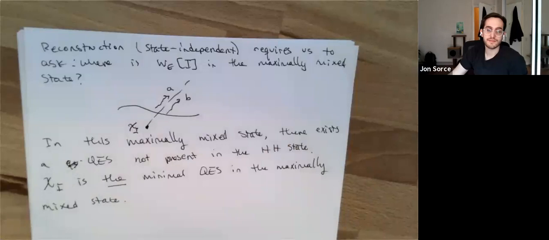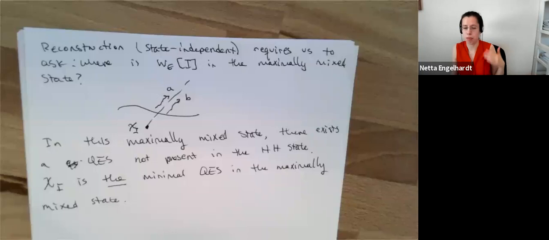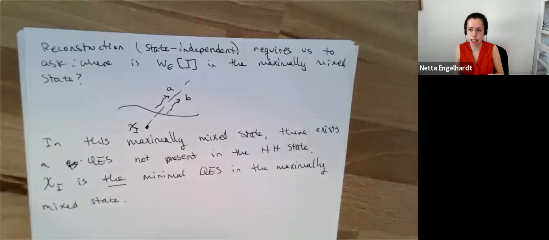So chi I is the minimal quantum extremal surface in the maximally mixed state. It sits on the event horizon. And that tells us that reconstruction of any operators behind the event horizon in this very large code subspace is always going to be state dependent. Now, we're not the first ones to notice that reconstruction of the black hole interior has a lot of state dependence in it. But what I want to emphasize here is that the quantum extremal surface in the maximally mixed state is a geometrization of the state dependence of the black hole interior.